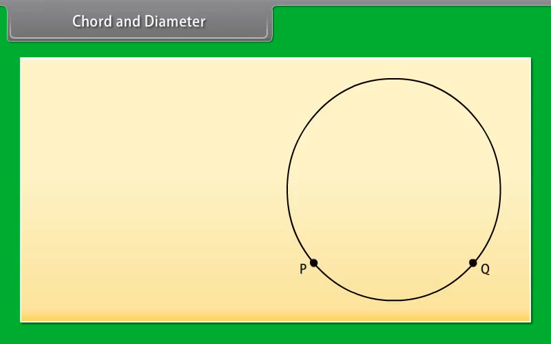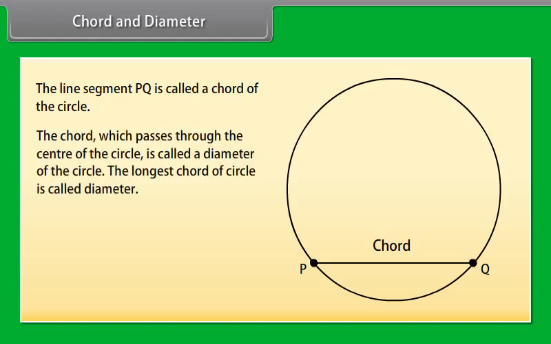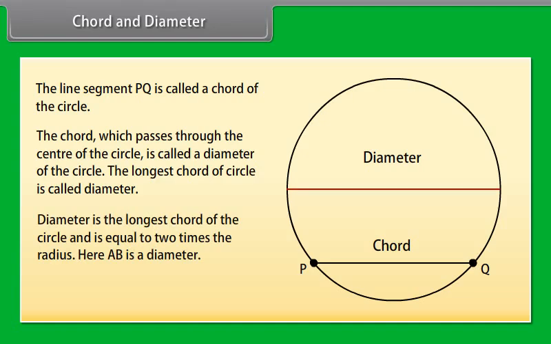Chord and diameter. If you take any two points on the circle, say P and Q, and join them, then the line segment PQ is called a chord of the circle. The chord, which passes through the center of the circle, is called a diameter of the circle. The longest chord of the circle is called diameter. Diameter is the longest chord of the circle and is equal to 2 times the radius. Here we can see that AB is a diameter.